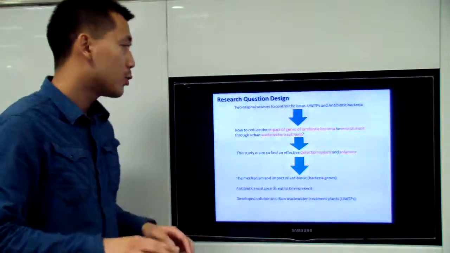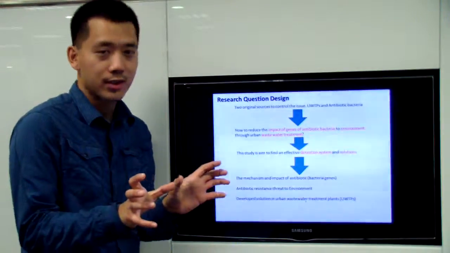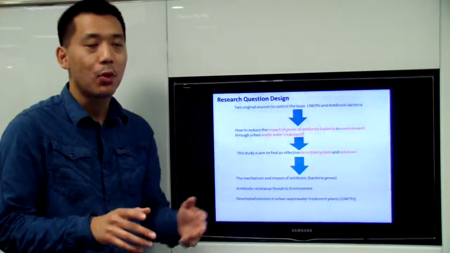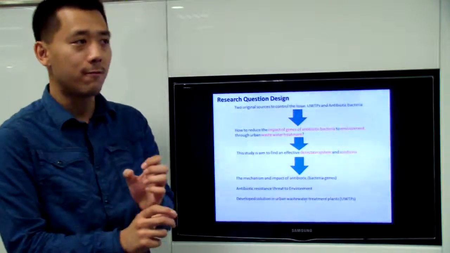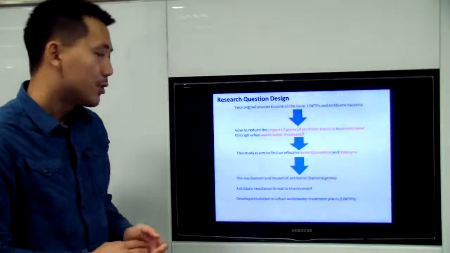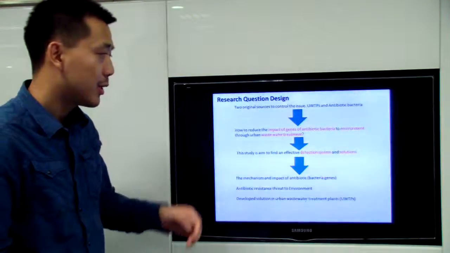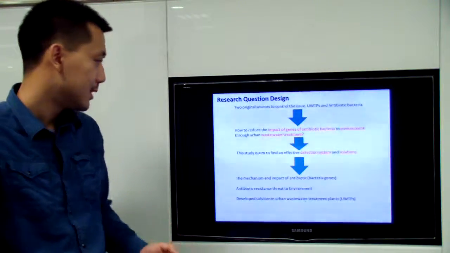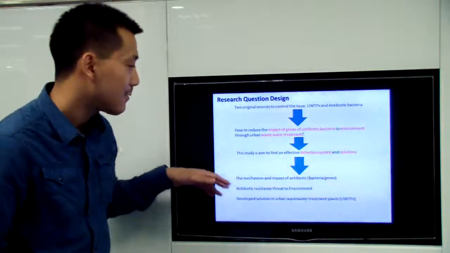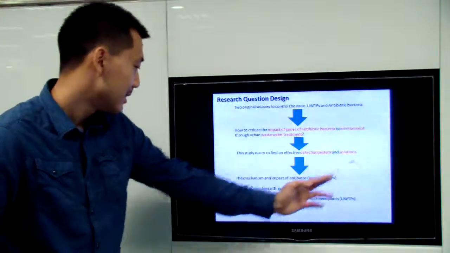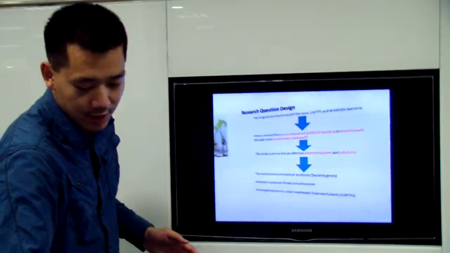Based on all the research, I designed this question: how to control the source releasing antibiotic bacteria into the natural system, which is to control the source of the UWTP. So the question is how to reduce the impact of antibiotic bacteria on the environment through urban wastewater treatment. This study can be defined as an effective detection system and solutions. I divided these into three factor sections.